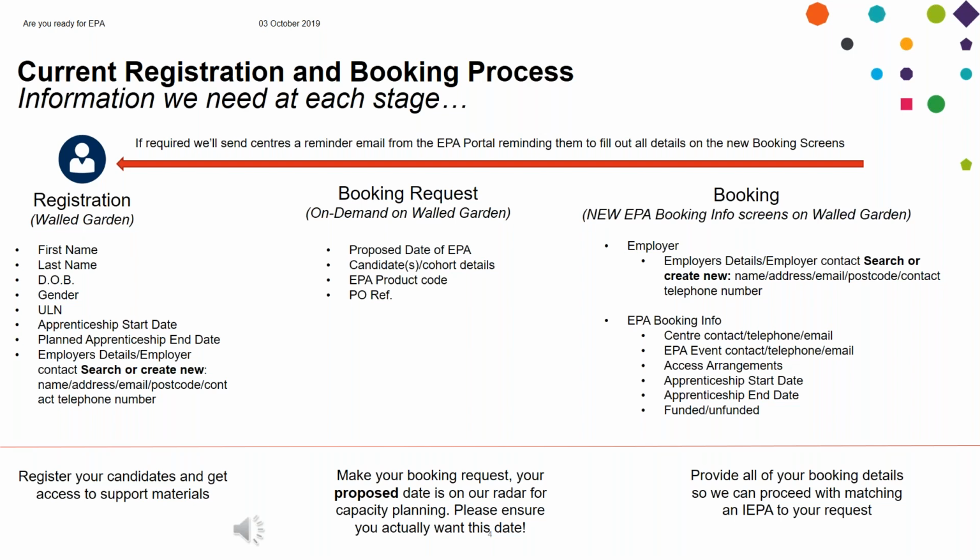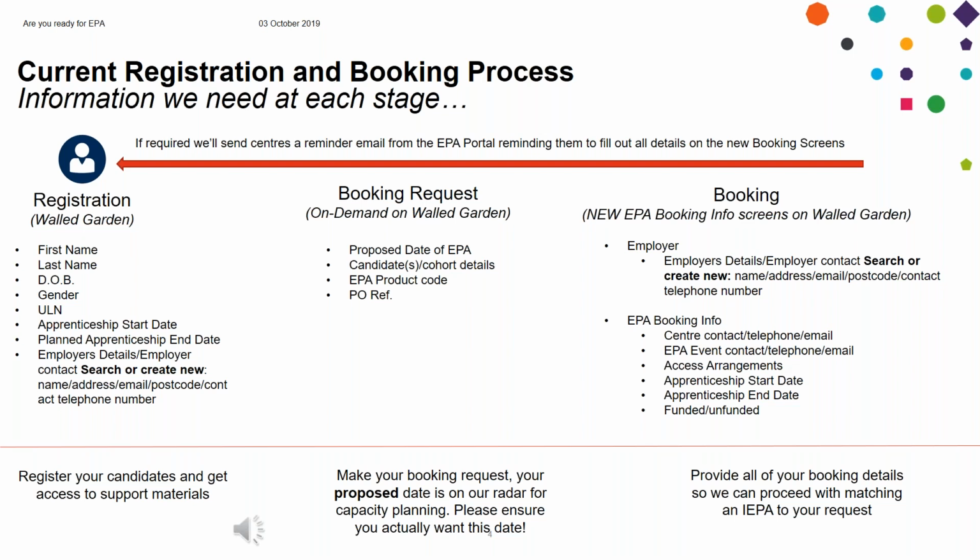For this, we need the centre contact and their contact details. The EPA event contact. This may be the same person, but you would still need to complete the boxes in the section if it is the same person as the centre contact. The access arrangements for the day, i.e., are there PIN codes to get into the building, anything that the endpoint assessor would need to know on the day.